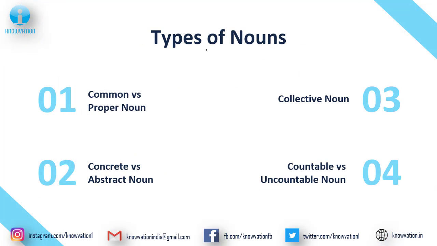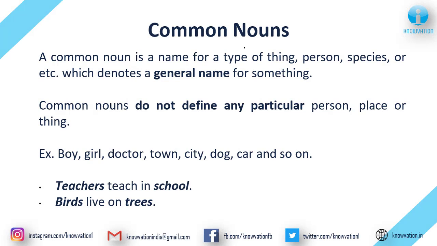Types of nouns. So friends, हम basically चार types of nouns को डिस्कस करेंगे. The first is common versus proper noun. Next is concrete versus abstract noun. Then collective noun, and countable and uncountable noun. So चलिए इनको एक एक करके देखते हैं. So let's start with the first category, that is common nouns.